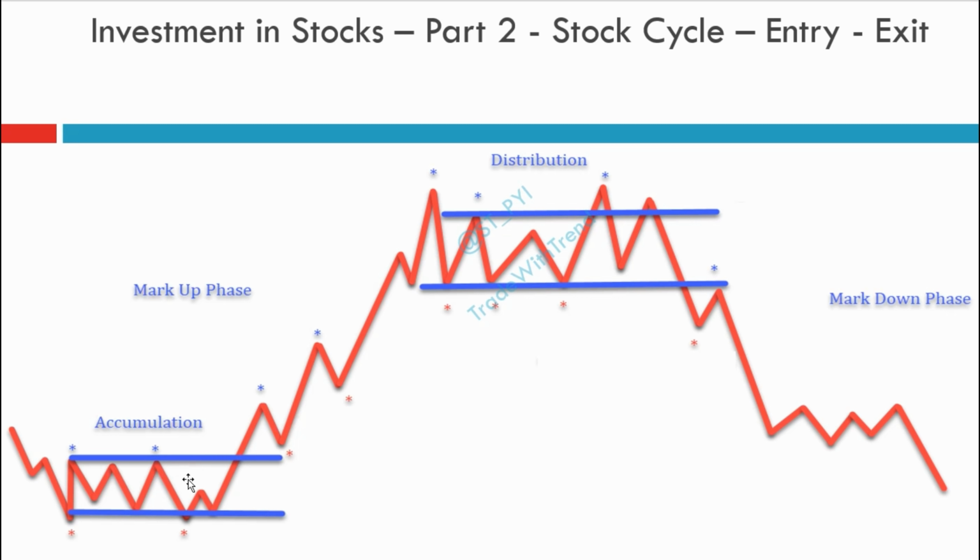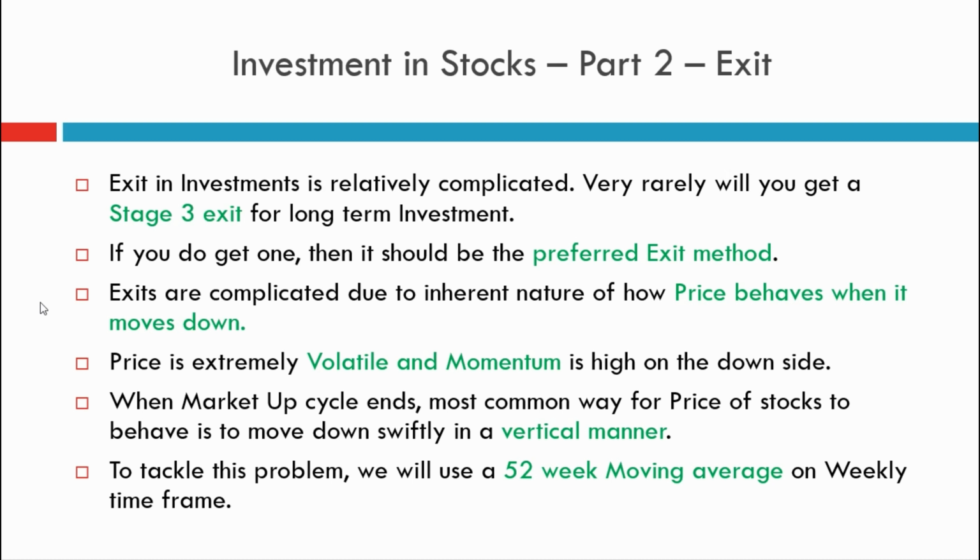What usually happens is, as price moves up and in case a top of a cycle is formed, you'll just see a vertical collapse in price. Just go back in history and check it out, which is why exits in investments actually become extremely difficult, and which is why investors mostly cannot handle the exit, and they tend to hold on to those companies for n number of years.